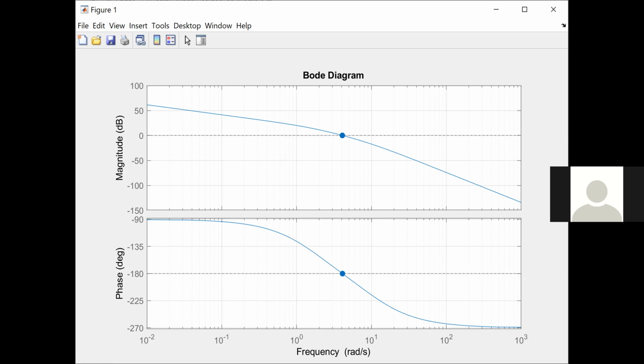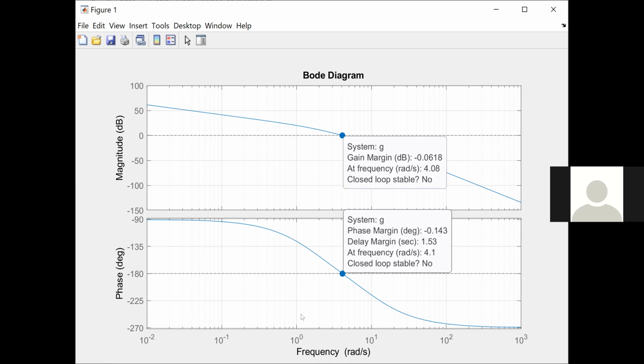Okay, Azira, what is the value of gain margin? Minus 0.0618. What is the gain margin frequency? 4.008 radian per second. Nur Izzah Hakimah.